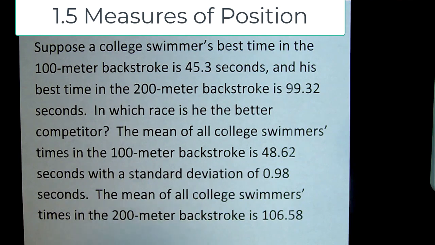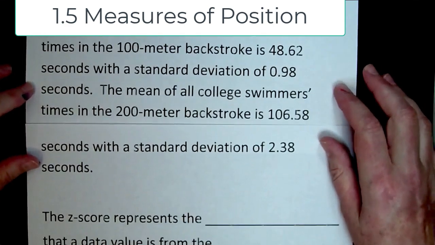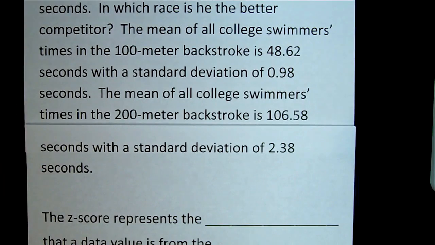It turns out we also know that if you look at all the competitive college swimmers, the mean time in the 100-meter backstroke is 48.62 seconds with a standard deviation of 0.98 seconds, whereas the mean of all the college swimmers' times in the 200-meter backstroke is 106.58 seconds with a standard deviation of 2.38 seconds. That information is enough to give us some idea of which race he's more likely to win or come in ahead of more of the other swimmers. And here's how we're going to do it.